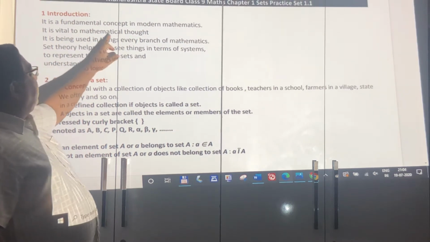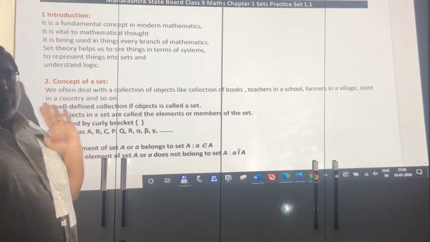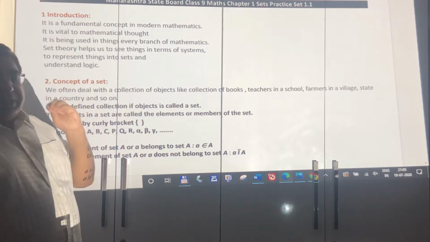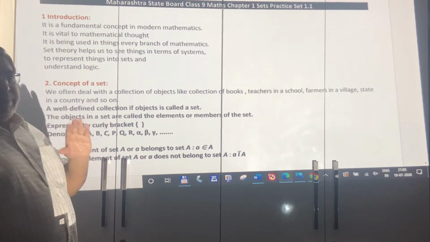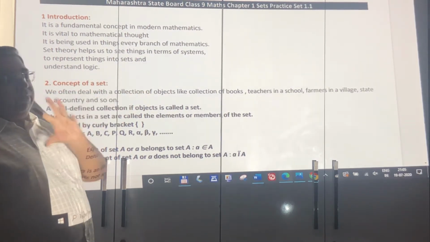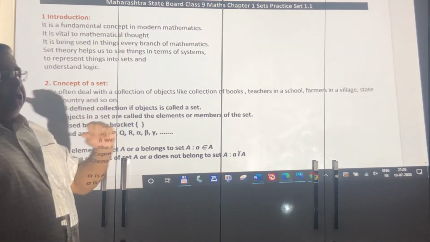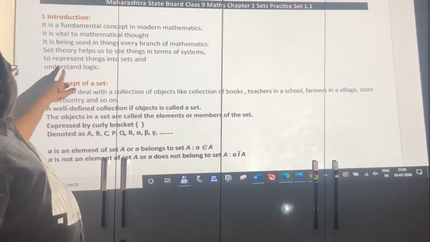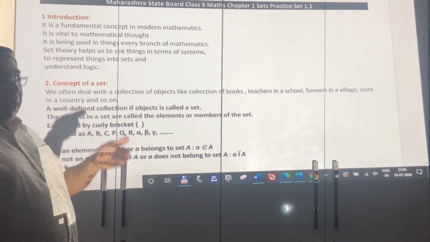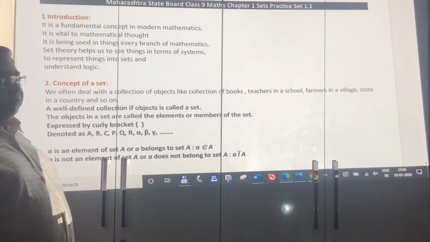It is vital to mathematical thought. If you want to think forward in mathematical analysis, calculations, you need to know sets. It is used in every branch of maths: statistics, algebra, geometry, everywhere we can use it. It helps see things in terms of systems. We make systems, like weekdays, integers. And it helps us to understand logic. We can see what will be there, what will not be there, what could happen, what will not happen. We can answer many questions without solving if we see diagrams and set theory.